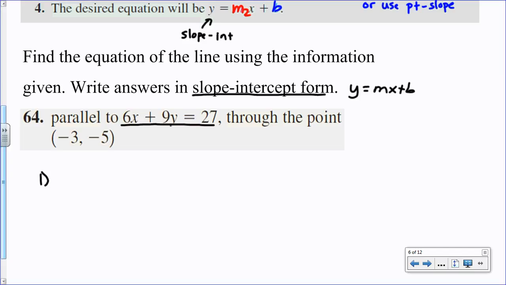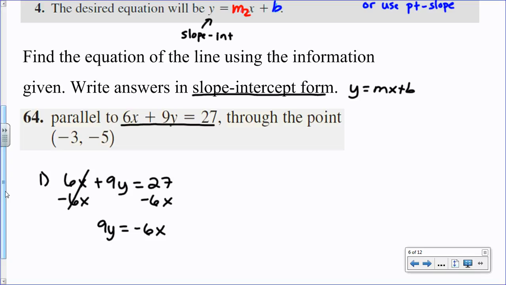What form is that? Standard. Can you look at it and just know what your slope is right away? No. So you have to change it to slope-intercept form, solve for y, so you know what the slope of the given line is. I can't do the parallel line without knowing the slope of the given line. So I'm going to solve for y. Subtract 6x. I know slope-intercept form is mx plus b, so I'm going to write the negative 6x first, and then that's positive 27.